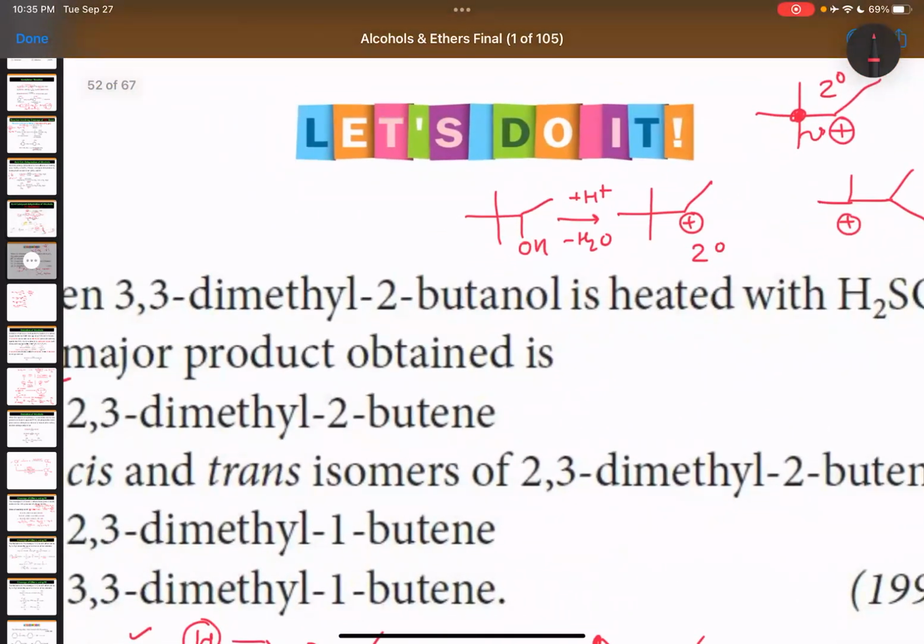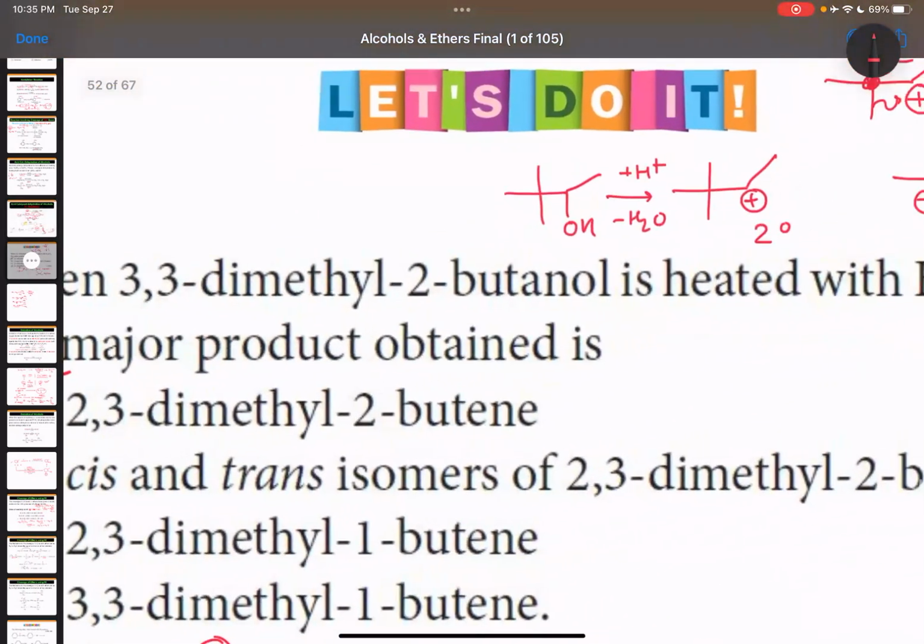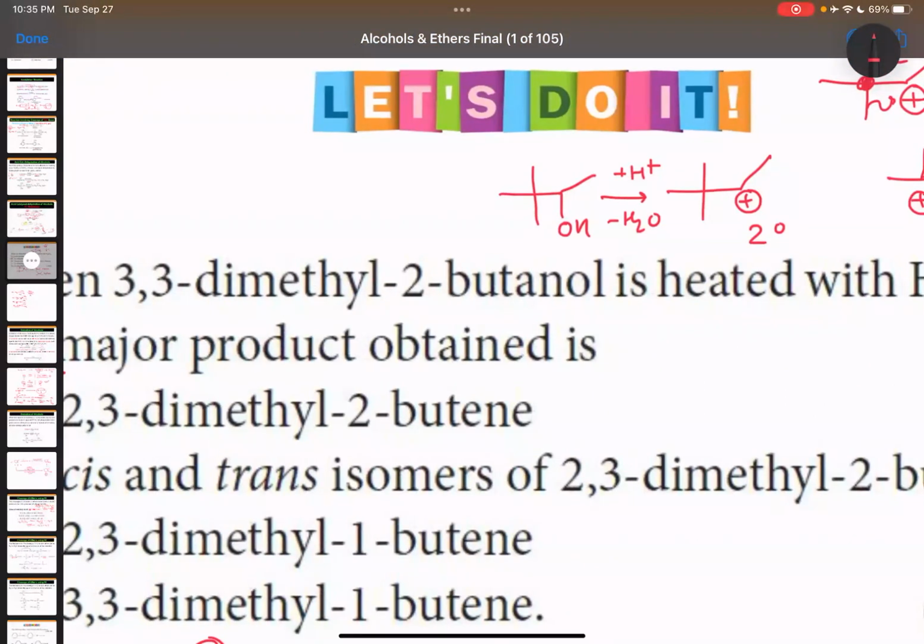So what is going to be the answer? I think, let me unshare the screen just a second.